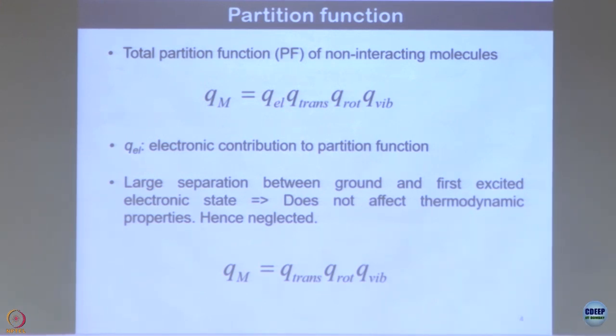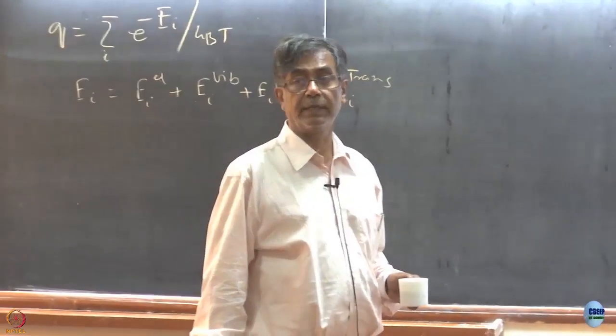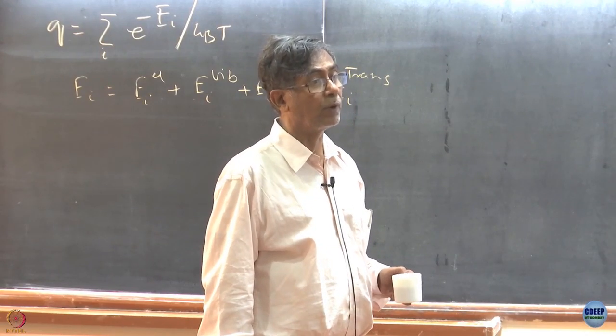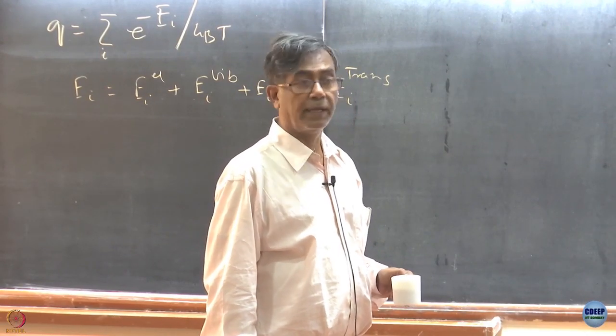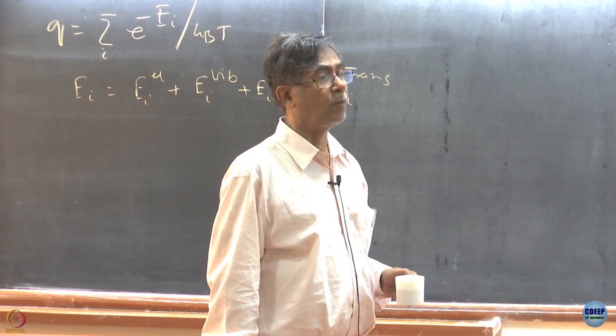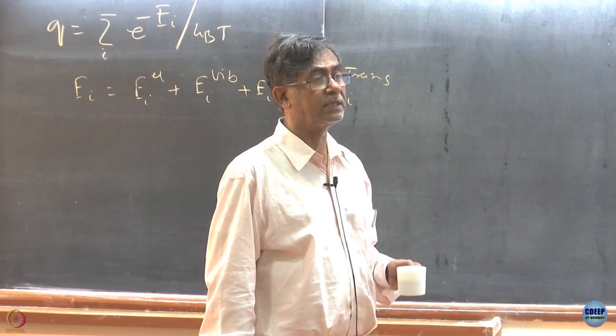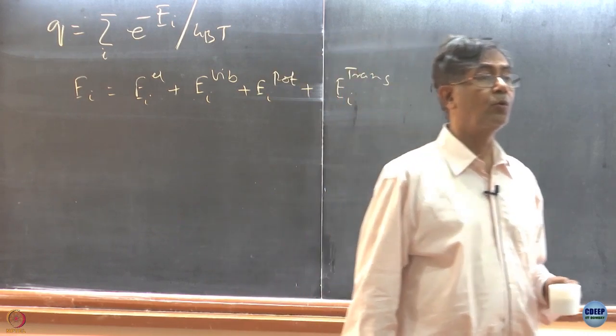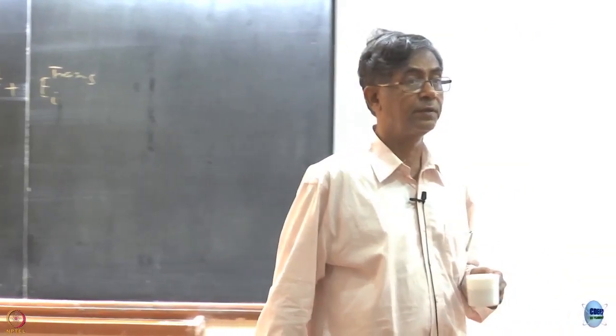Now, the important thing is the electronic energy levels. I have asked you a question: what are the typical electronic energy levels in atoms and molecules, and how do they compare with vibration, rotation and translation? Let us start with translation. What is the energy gap between two levels? If I do quantum mechanics, then I get the particle in a box. Give me a number. What is the typical energy level spacing between two translational energy levels?